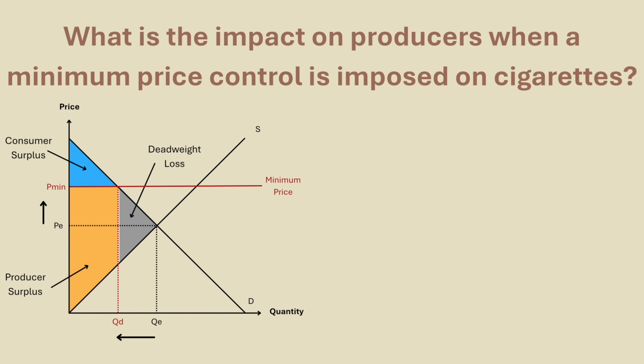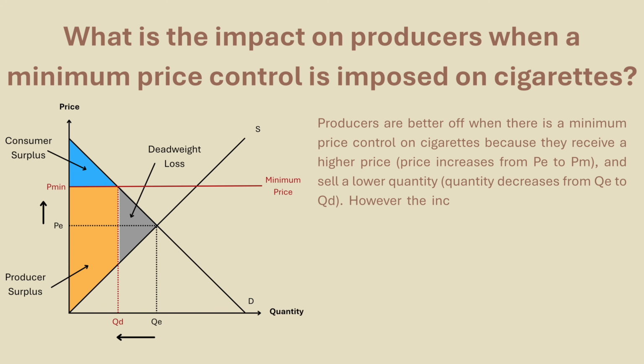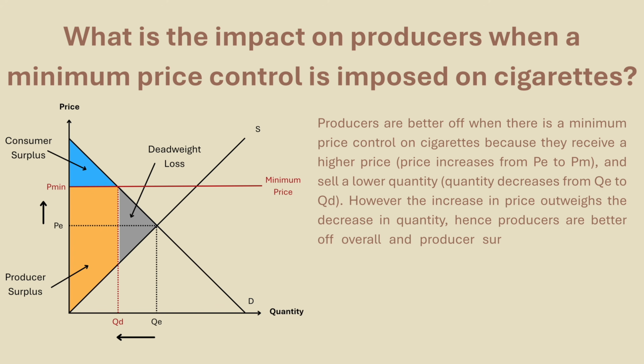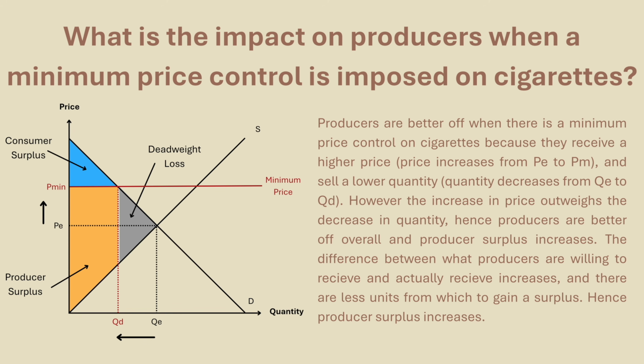What is the impact on producers when a minimum price control is imposed on cigarettes? Producers are better off when there is a minimum price control on cigarettes because they receive a higher price. Price for them increases from PE to P-min. And they also sell a lower quantity. Quantity decreases for them from QE to QD. However, the increase in price tends to outweigh the decrease in quantity. Hence, producers are better off overall, and producer surplus increases. So the difference between what producers are willing to receive and actually receive increases, and there are less units from which to gain a surplus.